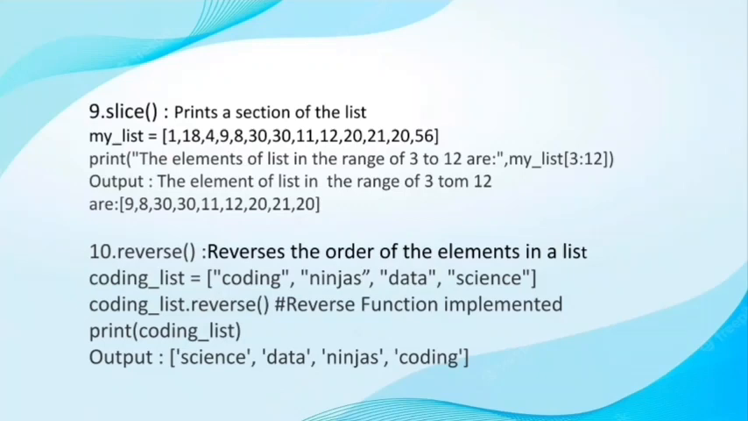And coming to the 10th operation, reverse. Reverse the order of the elements in a list, which means we have taken elements in the list, and it reverses the order of the elements in the list. We took a list name coding list and we gave some elements like coding, data, science, ninjas, in which we get the output as ninjas, science, data and coding.